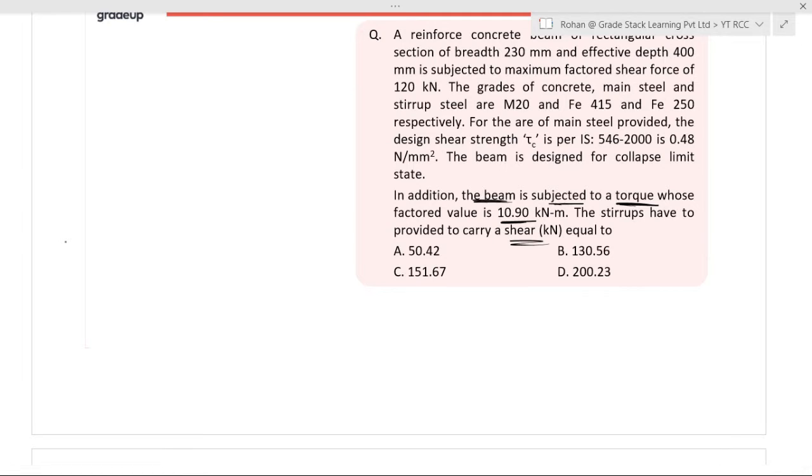Tell me, guys. Tell me, everyone. So what shear force are you going to design the shear reinforcement for when it is subjected to torque as well?